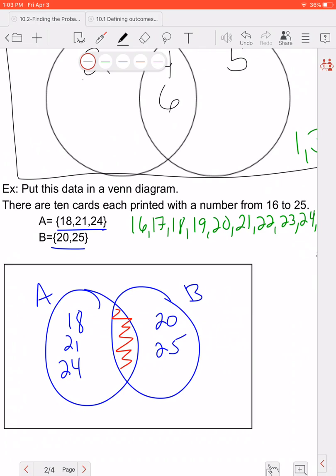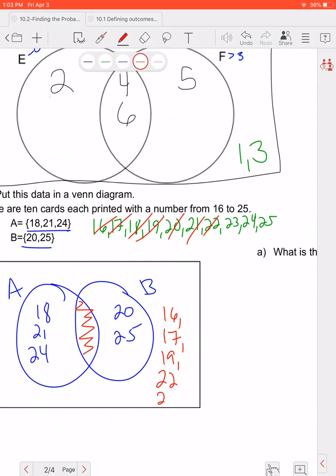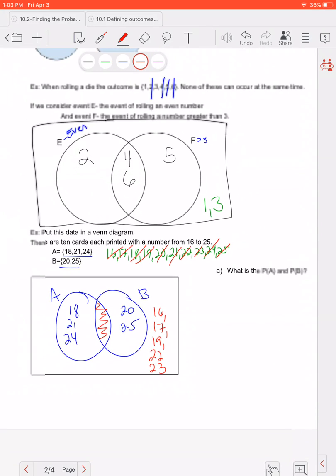Now, I'm going to write all of the numbers that are not included in these 2 circles on the outside here. And it can go anywhere on the outside of this chart. Okay, so I'm just going to go through the numbers that I wrote for my sample space. 16 is not included in either, so I'm just going to write that here. 17 not included, so it's going to be here. 18 is included, 19 is not. 20 is, 21 is, 22 is not. 23 is not. 24 is, and 25 is. Okay? So now I kind of have a rough idea of what's going on with my data.